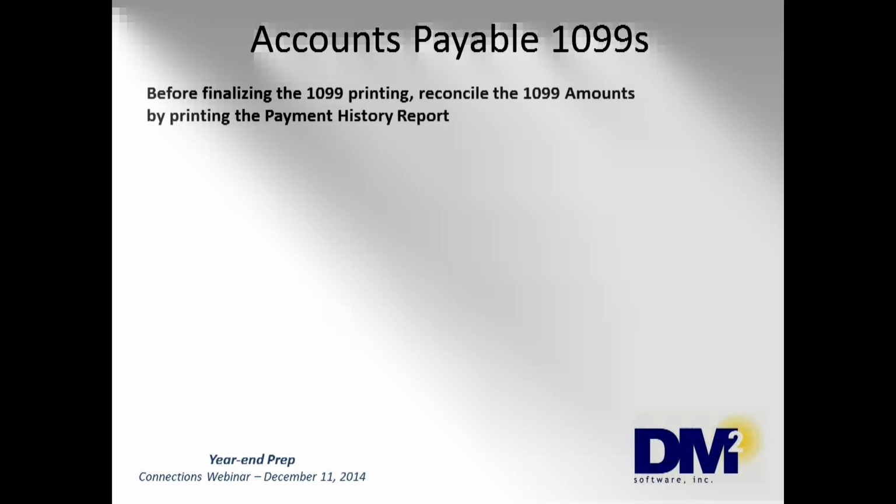Before you finalize your 1099 printing, you want to reconcile those 1099 amounts, making sure that they're okay. You can do that by printing your payment history report and then doing a comparison. There are quite a few other ways, but this is probably the most efficient. You can print them on blank paper and take a look at it. You could also write a Crystal report, but however you decide to do it, make sure you reconcile them first. This is going to save you from having to do corrected 1099s later on in the year.